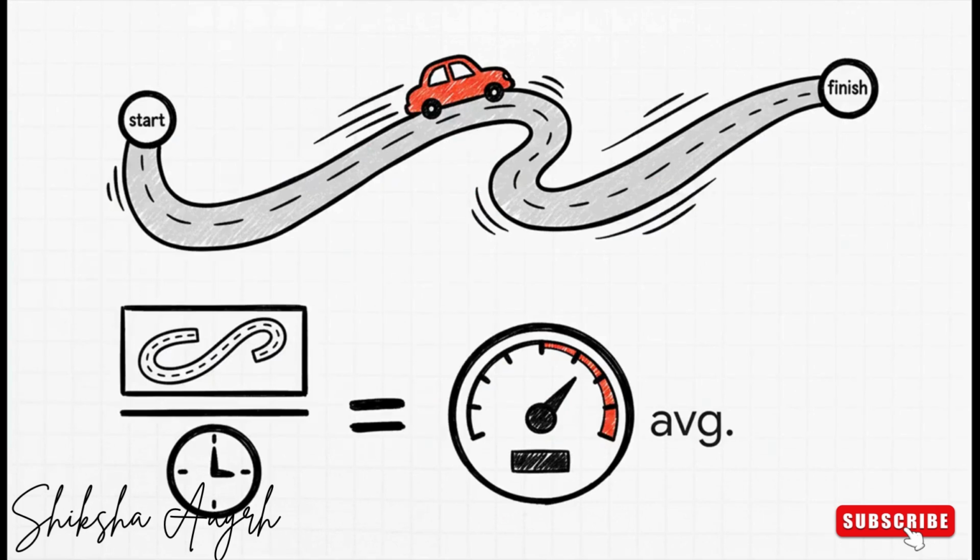But here's a really important real-world detail. Think about driving a car. You almost never stay at one single constant speed, do you? You speed up, you slow down for traffic. So most of the time, when we talk about our speed on a trip, what we're really talking about is our average speed for the entire journey.